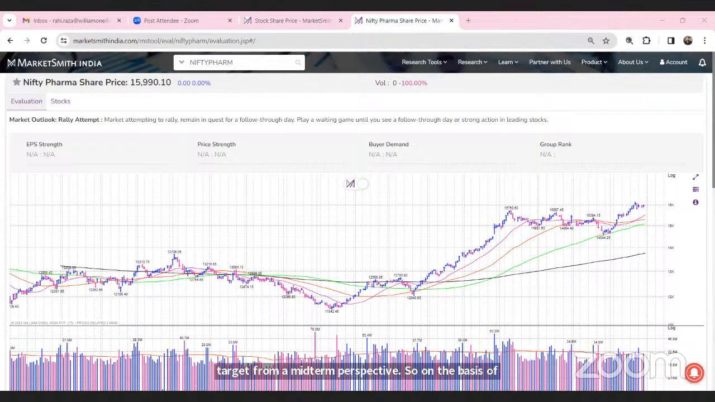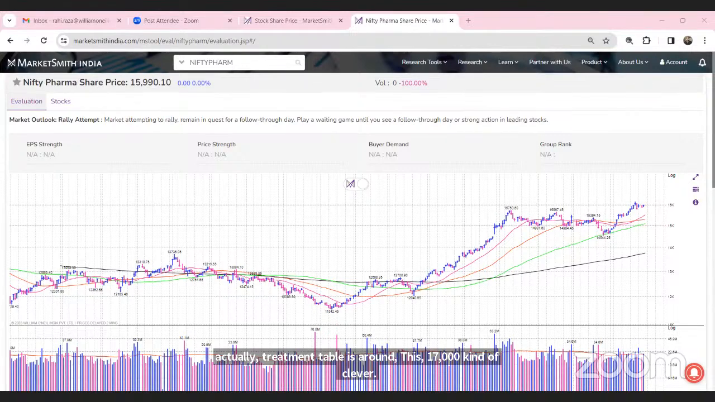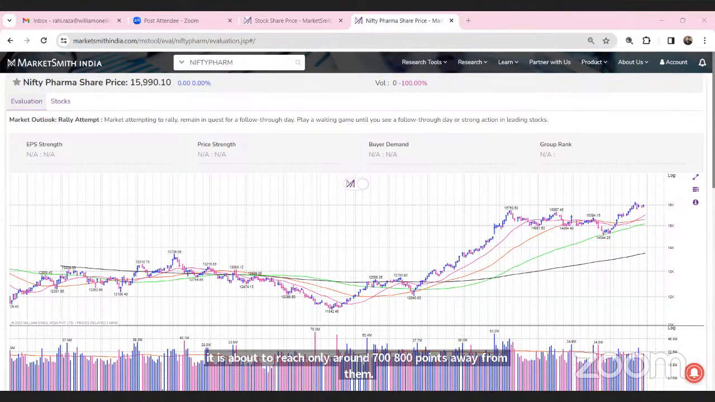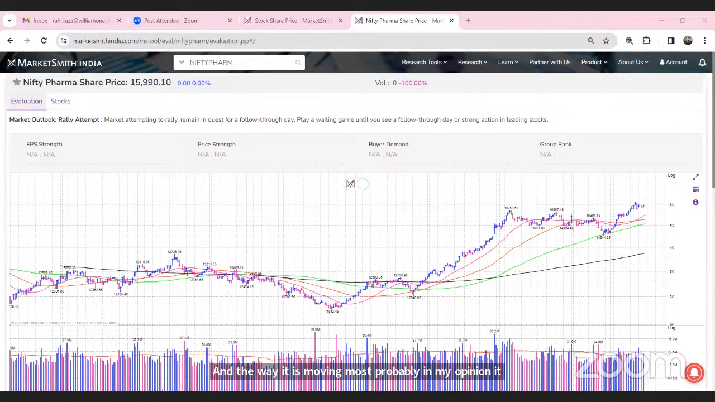The next Fibonacci level, 161.8% Fibonacci retracement, is around this 17,000 level. We have been tracking that level for many months, and now the index is only around 700, 800 points away from it. And the way it is moving, most probably, in my opinion, it will touch that level.